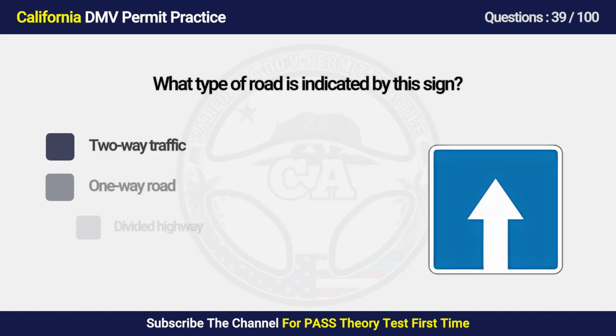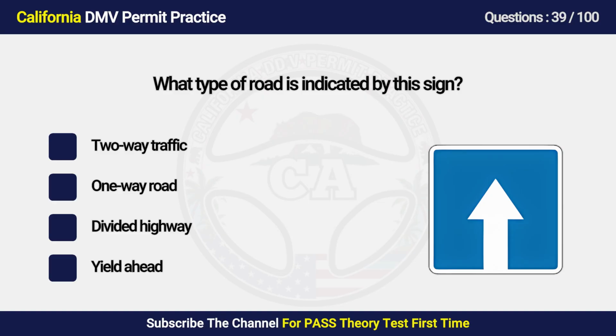Question 39. What type of road is indicated by this sign? A. Two-way traffic. B. One-way road. C. Divided highway. D. Yield ahead.